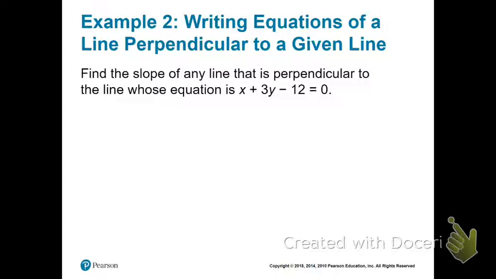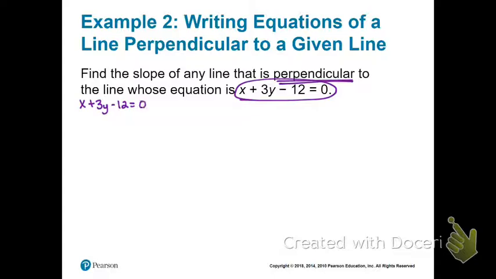All right, so example 2 says find the slope of any line that is perpendicular to the line whose equation is x plus 3y minus 12 equals 0. Notice we have an equation and we have the word perpendicular. Remember I said if you have an equation and parallel or perpendicular, you need that equation to find its slope. Well, you can't just say slope is the number in front of the x on this one. It's not in slope-intercept form. So that means you're going to have to get it in slope-intercept form. So let's come over here and work this out.